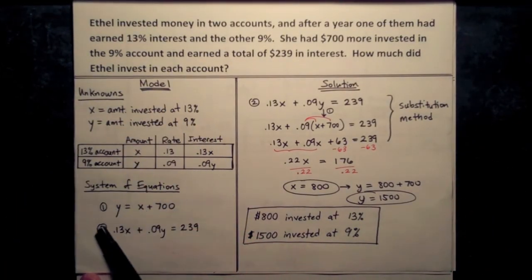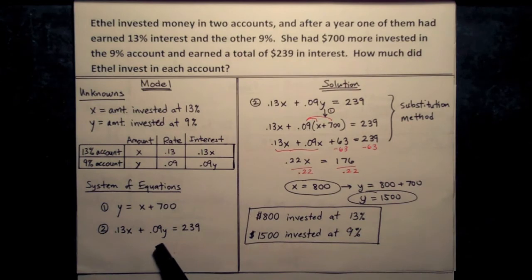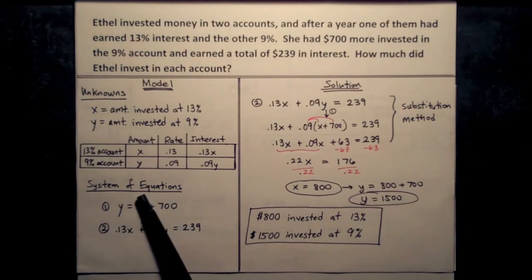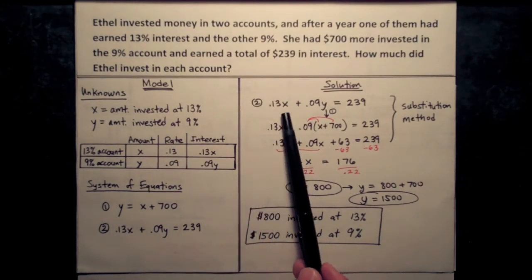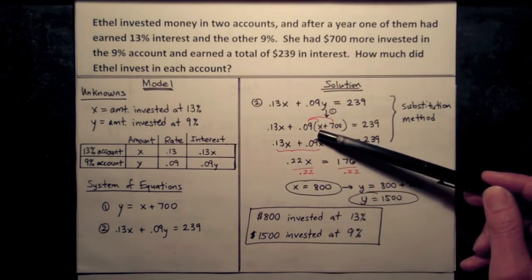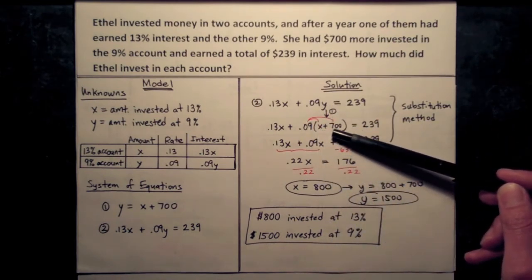This was everything I just showed you. So we ended here with our system of equations. We need to solve this, and we can use any of the methods we like. This system is set up nicely for substitution because the first equation is already solved for y. So I'm going to substitute that into the second equation. You can see that up here. Here's the second equation. I replace the y with x plus 700 from the first equation.